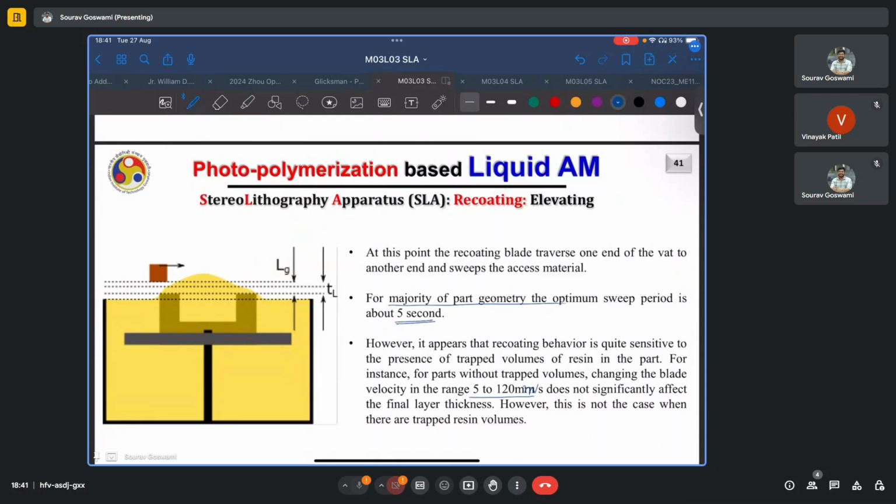However, in the case of trapped volumes, we must keep this velocity very low, because while we are not interacting with the free surface of the resin here, in between, because of the hollow section, the doctor's blade is still interacting with the liquid resin in that region.